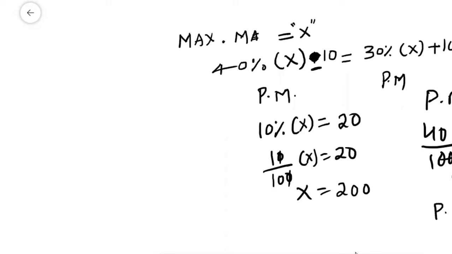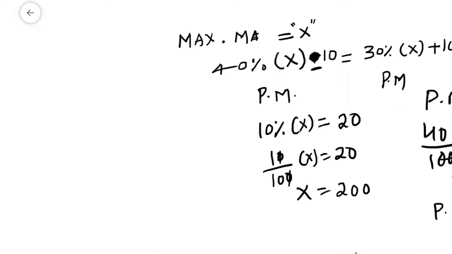The two zeros cancel. So 40 into 2 is 80, minus 10. So what are the pass marks? 70. Okay, so this is how you can get your answer. But this is an old way of solving.